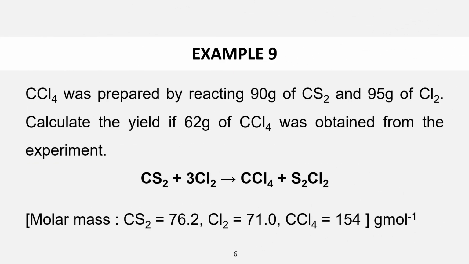Let's take a look at an example. If we have carbon tetrachloride prepared by reacting 90 grams of CS2 and 95 grams of Cl2, calculate the yield if 62 grams of CCl4 was obtained from the experiment. The chemical reaction is given.